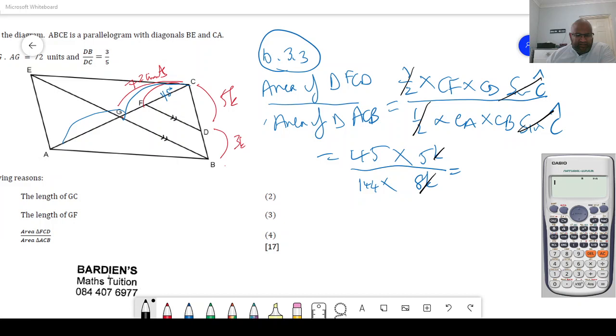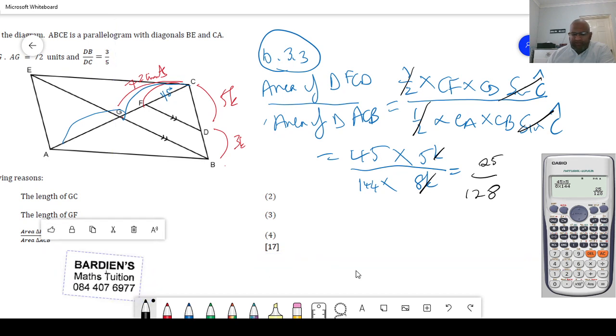So put it in the calculator, it will be 45, over 144 times 5 times 8. So it's going to be 25 over 128. There's 25 over 128. Okay, or you could have written it as a decimal, but as you can see, it's a ratio given there. Again, if I had made any mistakes, please contact me on that number.